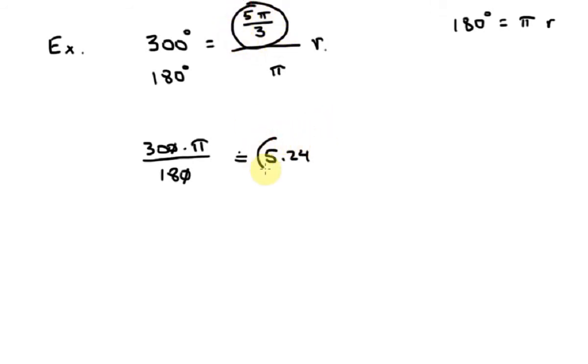Or if you prefer, depending on whether it's a contextual problem, that's the approximate radian equivalent of 300 degrees. So that's converting from degrees to radians. What about we do one where we have radians and we're converting to degrees? It pretty much works the same way.